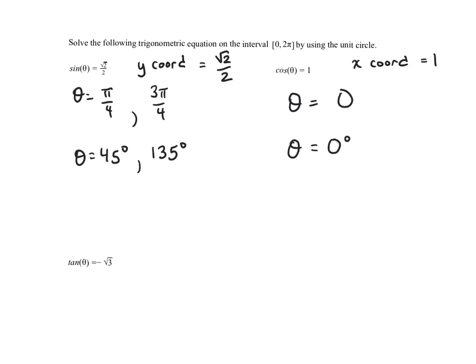But since we're going all the way to 2 pi, I could also say 2 pi is a solution. Now 2 pi and 0 are at the same spot, and this is the only one where you can have the same angle listed twice if we're going in the interval from 0 to 2 pi or 0 to 360. So these are both angles because I know the cosine of 360 is 1 and the cosine of 0 is 1.